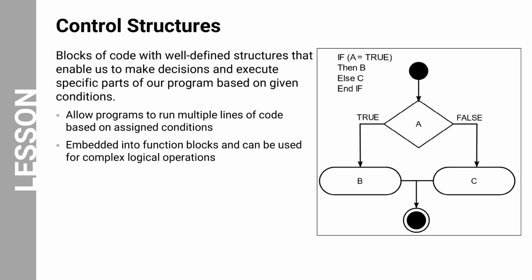These essential programming elements allow programs to run multiple lines of code based on assigned conditions, providing flexibility and decision-making capability in program execution. Control structures can be embedded into function blocks and used for complex logical operations, as illustrated in the flowchart where an if statement evaluates condition A and executes either path B when true or path C when false. This type of structure allows for dynamic, condition-based program flow rather than just sequential execution.